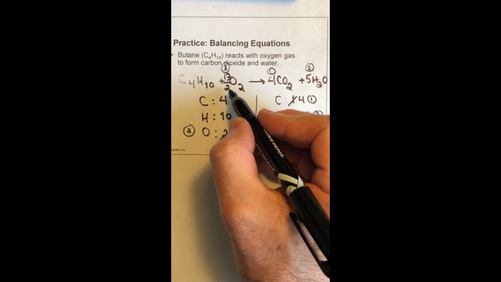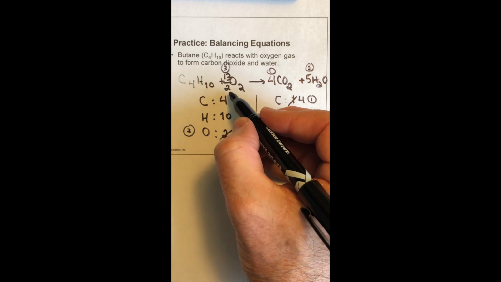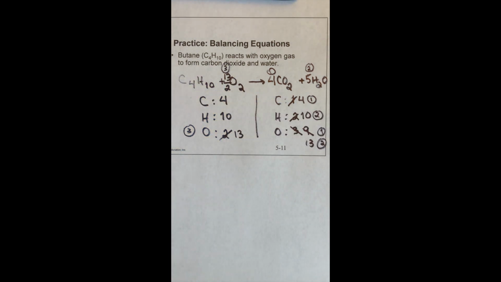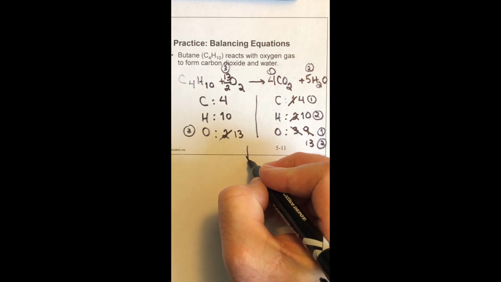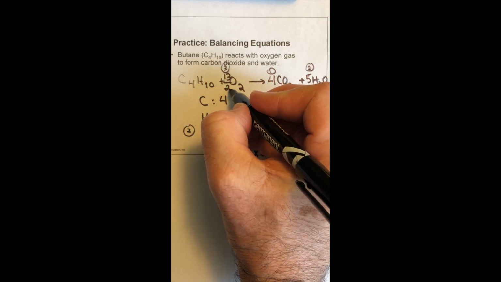Later in the semester, when we study what are called thermochemical equations, we will have these kinds of fractional coefficients, but not right now. So let's clear it out and let's multiply everything times 2 so we can multiply out that half fraction there.